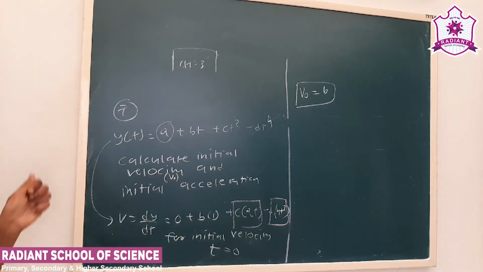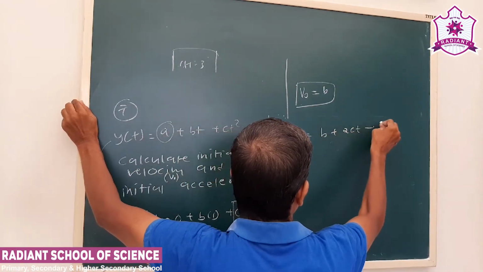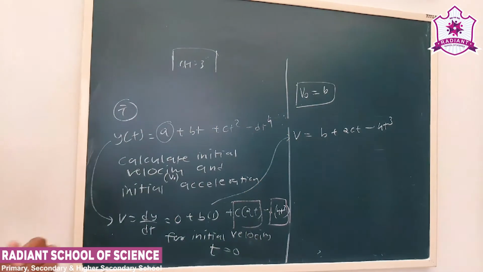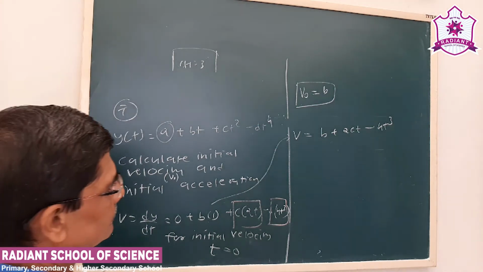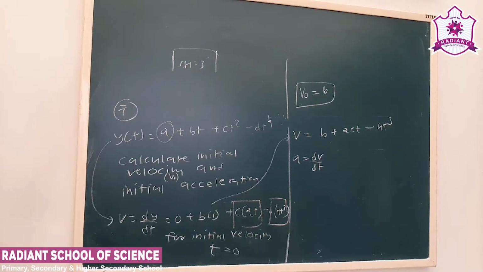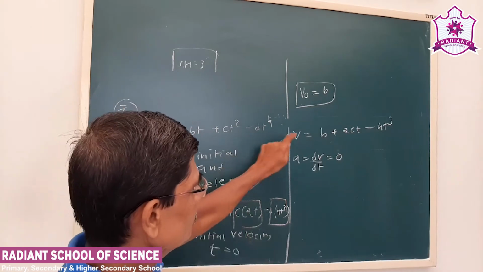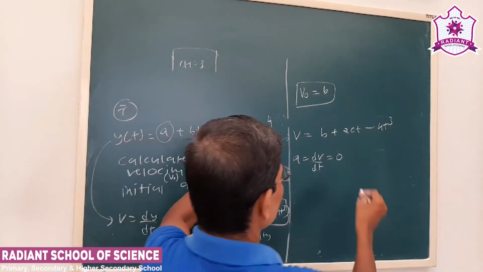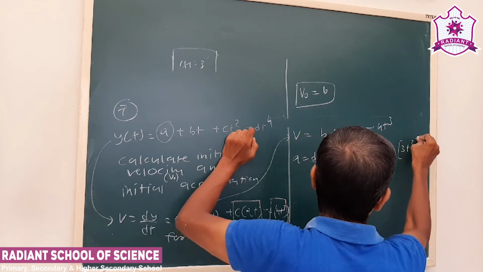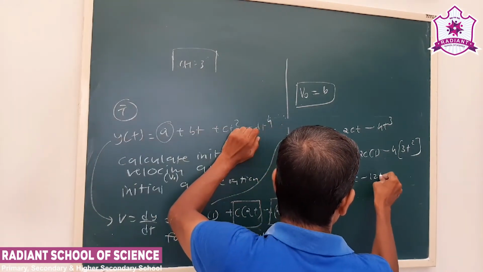Now acceleration. We have obtained v as b plus 2ct minus 4d t cube, which is the value of dy/dt. Now acceleration is dv/dt, the time rate of change of velocity. So if I take the derivative, the derivative of b is 0, 2c is a constant term times t with derivative 1, and t cube has derivative 3t square. So this will be 2c minus 12d t square.